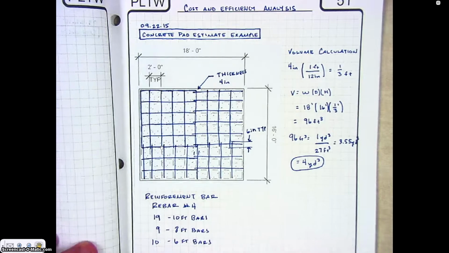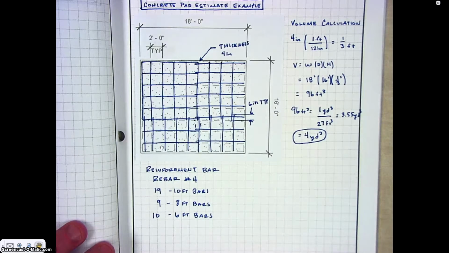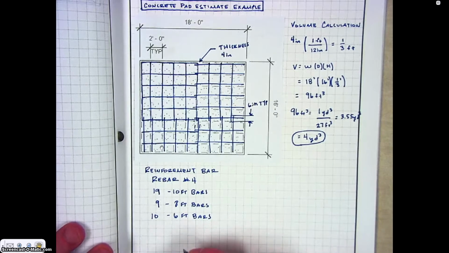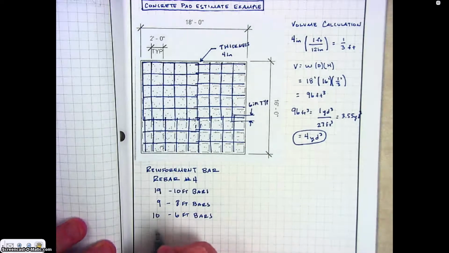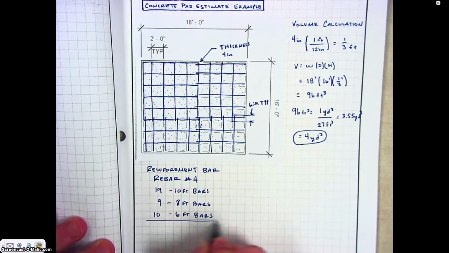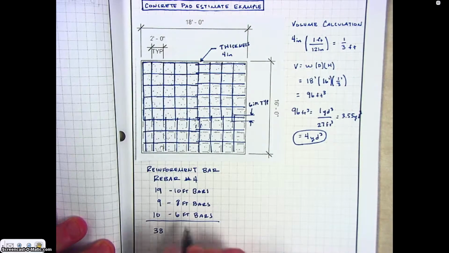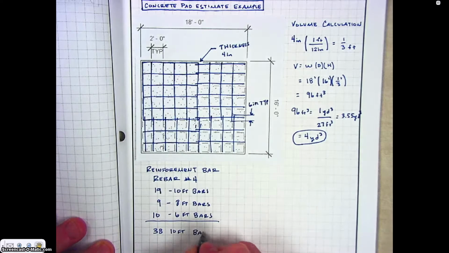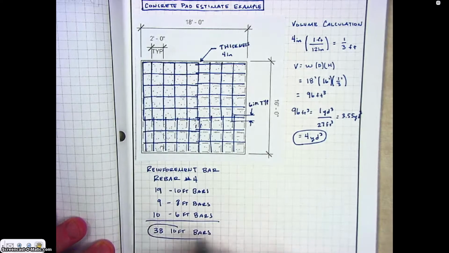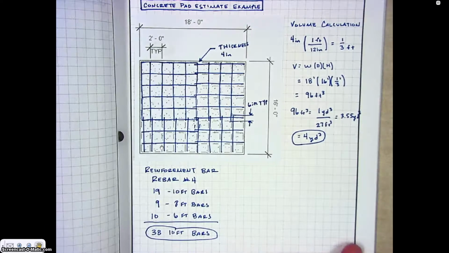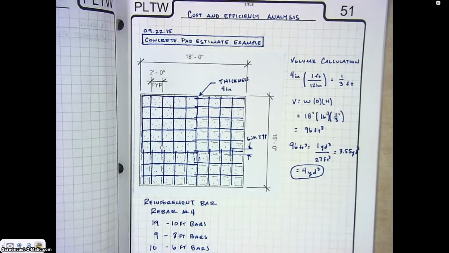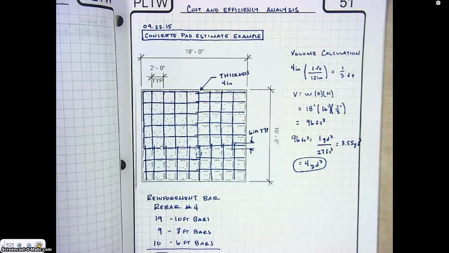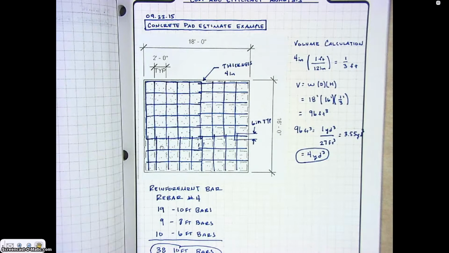Like I said, concrete reinforcement bar is typically sold in 10-foot lengths. So I'm going to need a total here of 38 10-foot bars of rebar for my pad. And so that's how you can estimate a concrete pad, the concrete, and also the reinforcement bar.